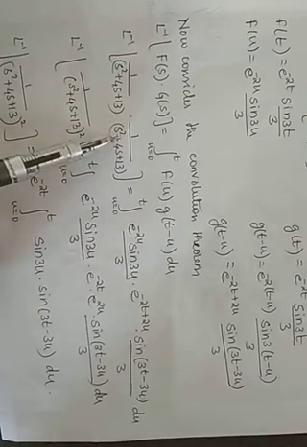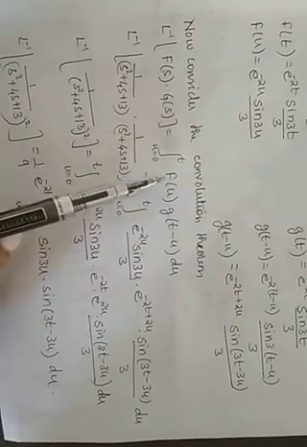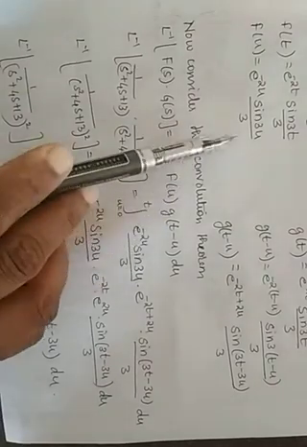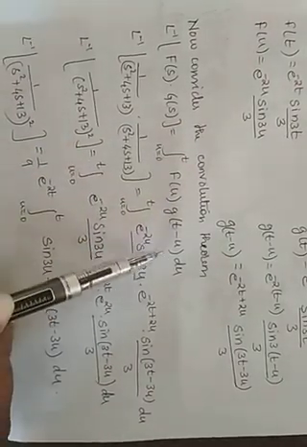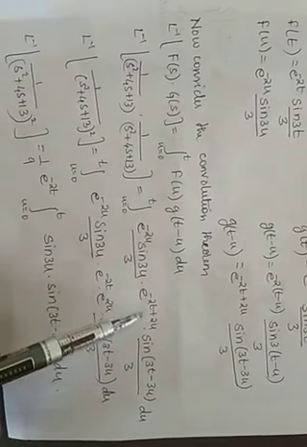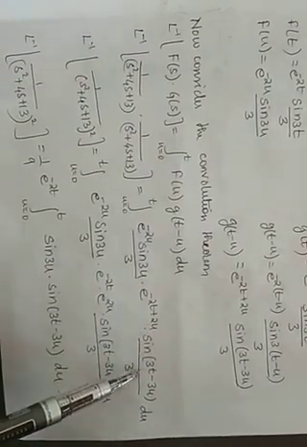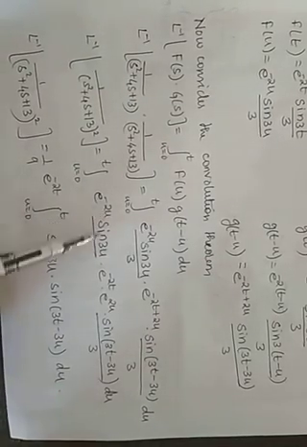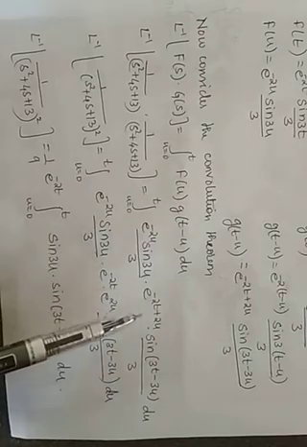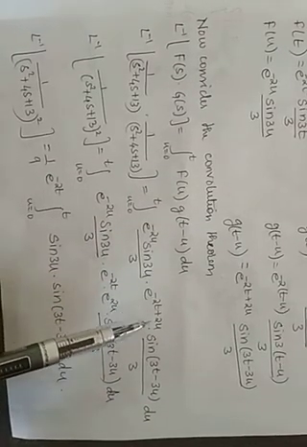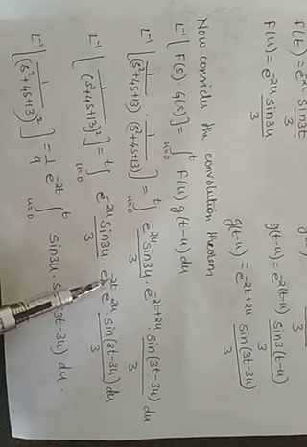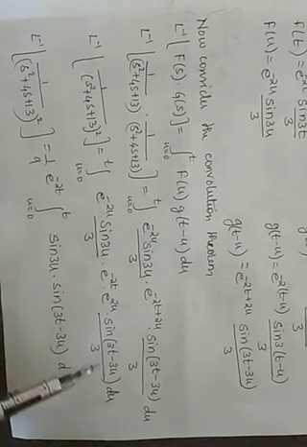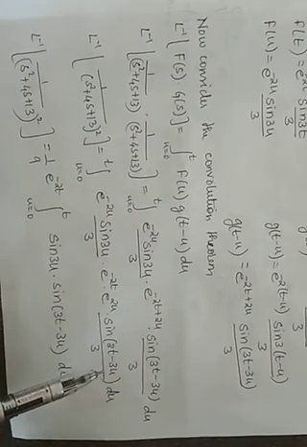You substitute here. Integral u equals 0 to t as it is. You have f of u, which is e raised to minus 2u sin 3u upon 3. g of t minus u is e raised to minus 2t plus 2u into sin of 3t minus 3u upon 3 du. So e raised to minus 2u sin 3u upon 3, I'll keep as it is. I'll split this e, so it will become e raised to minus 2t into e raised to 2u into sin of 3t minus 3u upon 3 du will remain as it is.